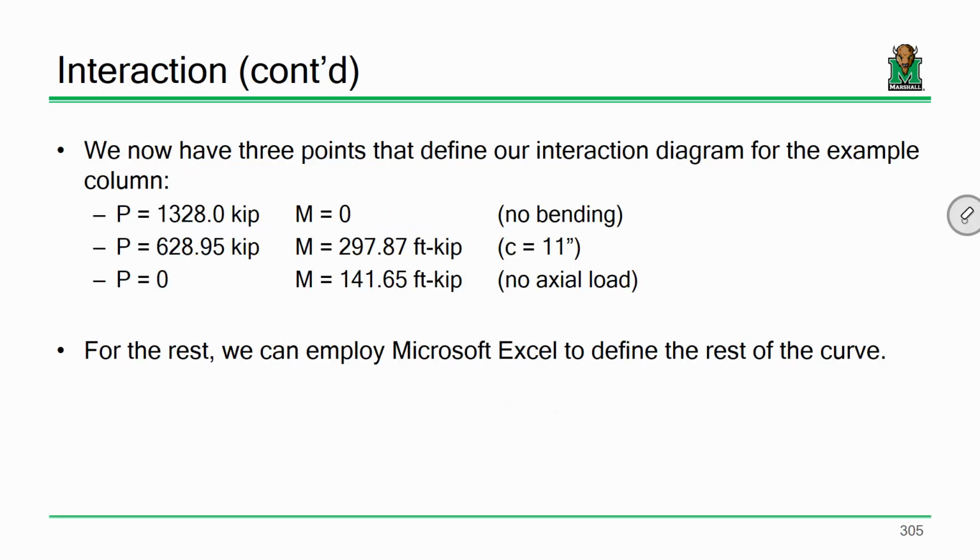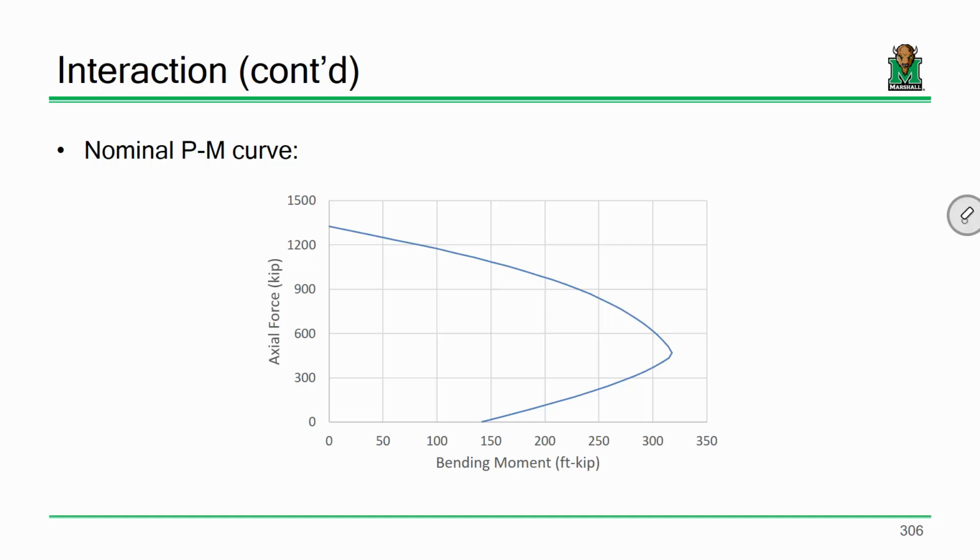So what I do is I just make more guesses. Excel is really, really nice to define curves like this. So what ends up happening is, you put c equals 11, c equals 12, c equals 13. Just make a bunch of guesses, right? Based on all those guesses, we can plot something that looks like this. So this is a typical PM curve for a column.